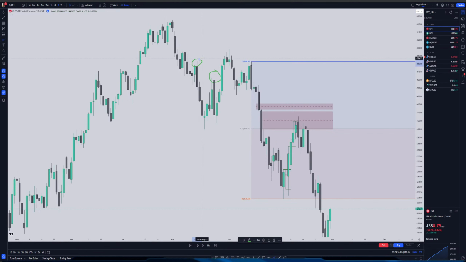Is this a swing high to you? Okay, is this a swing high? Yes. Is this a swing high? Yes. Is this a swing high? Yes. Now what happened around this area, this is a daily chart, remember.